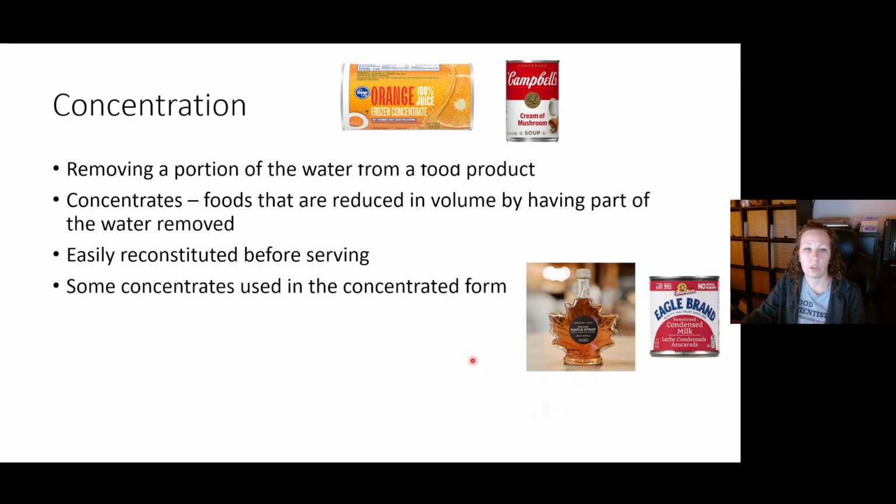But foods that are used in the concentrated form would be, for example, maple syrup. When that sap is extracted from the maple tree, it is very liquid, and they basically boil quite a bit of that liquid off to create maple syrup. And then condensed milk, right? Now you aren't usually drinking condensed milk because it's very, very sweet, but it is added to recipes in this form. You don't add water to reconstitute it before you use it.